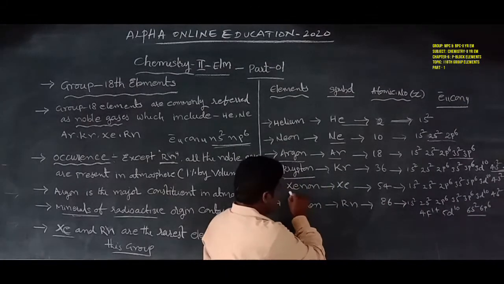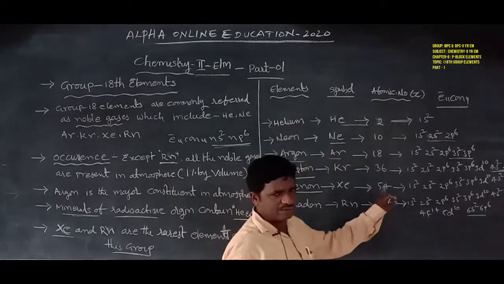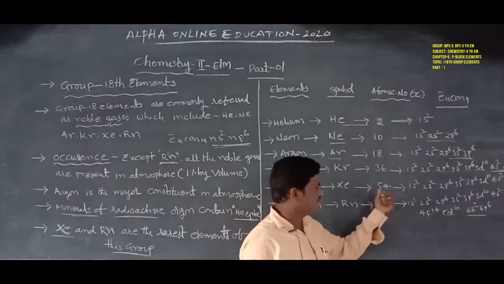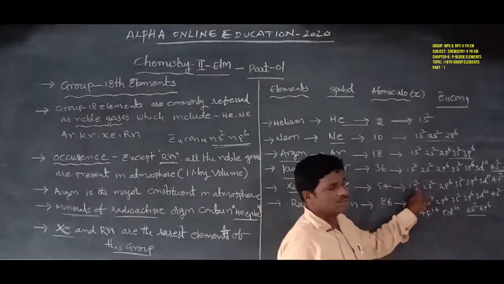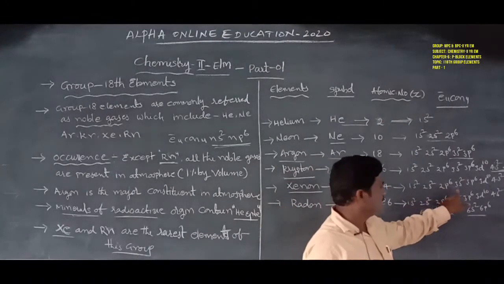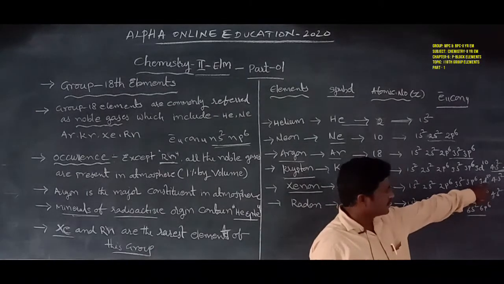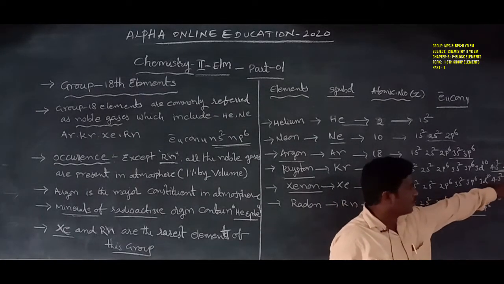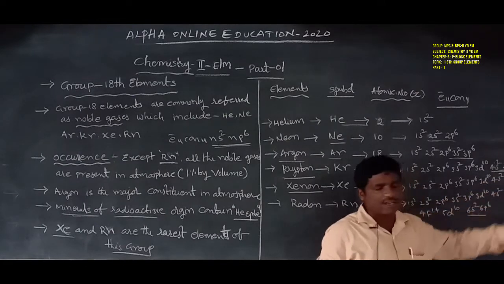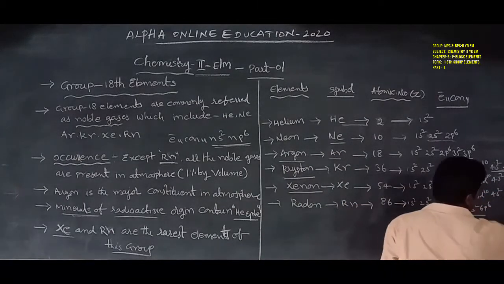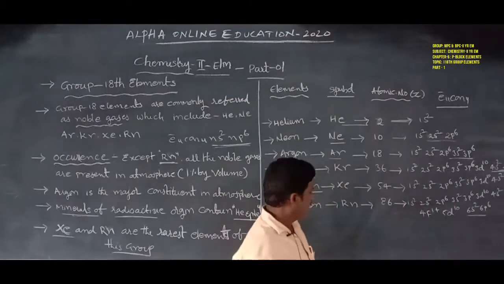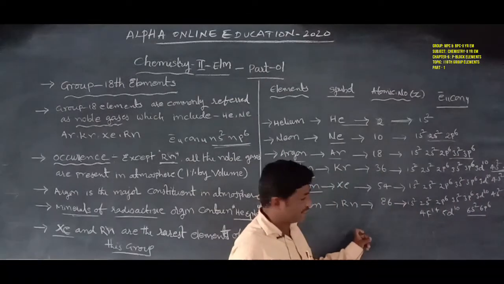Next, xenon, atomic number 54. Here is the electron configuration: 1s2, 2s2, 2p6, 3s2, 3p6, 3d10, 4s2, 4p6, 4d10, 5s2, 5p6. The outermost shell consists of 5s2, 5p6. Next one, radon, atomic number 86.